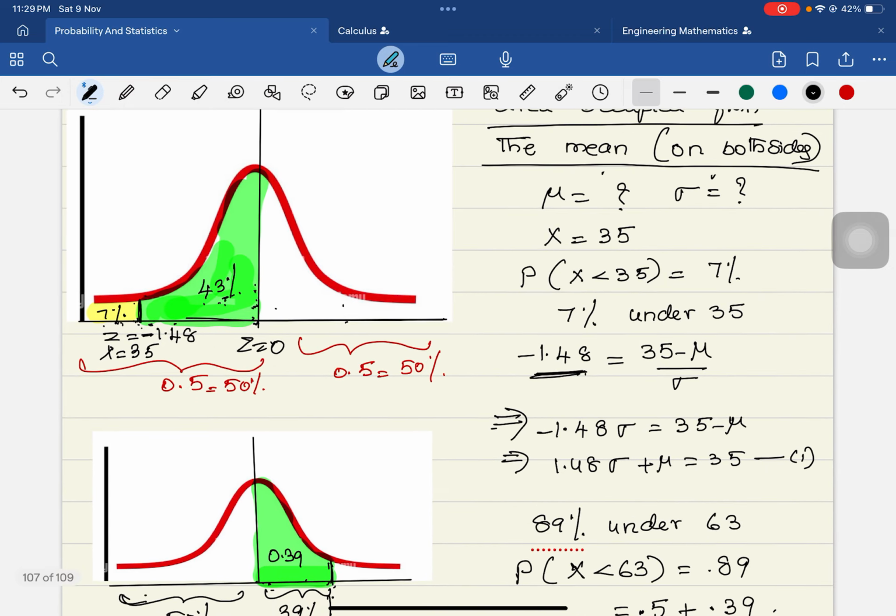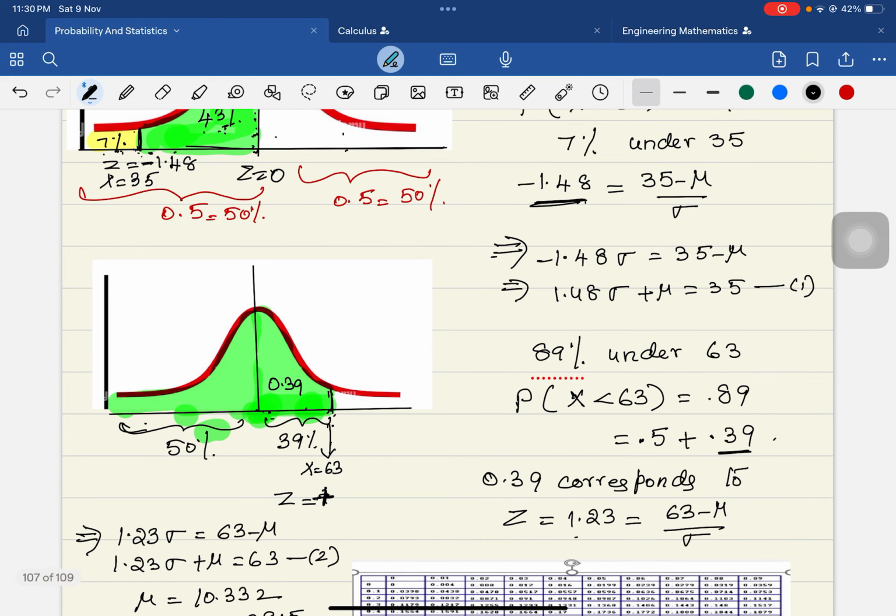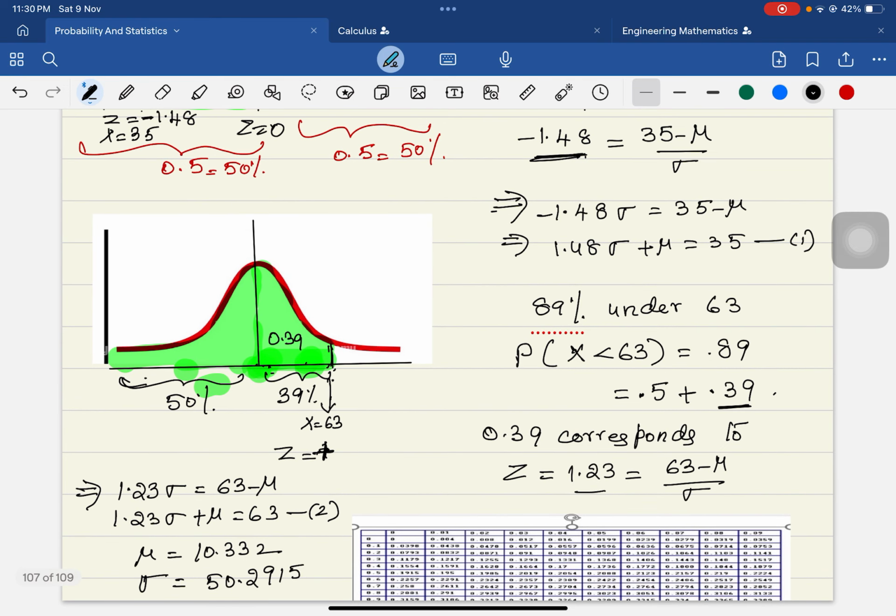You got an equation, and there is 89% under 63. Actually this whole portion is 89% under 63, correct? But already we know that this is 0.5. So the only thing we have to find out, since 50% is over, is for this 39%, 0.39 is corresponding to which value of z. That value is 1.23, and from there you can substitute in the standard normal variate formula like this, get the second equation, and get the values of mu and sigma.